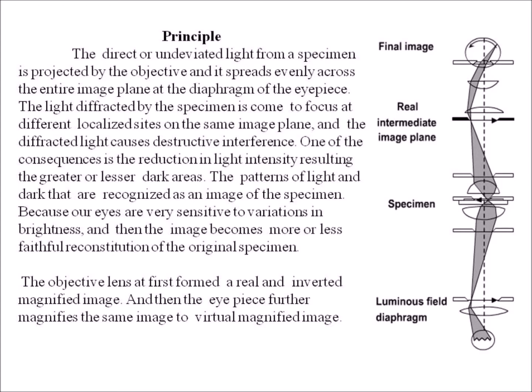The patterns of light and dark are recognized as an image of the specimen because our eyes are very sensitive to variations in brightness, and then the image becomes a more or less faithful reconstitution of the original specimen. The objective lens at first forms a real and inverted magnified image, and then the eyepiece further magnifies the same image to a virtual magnified image.